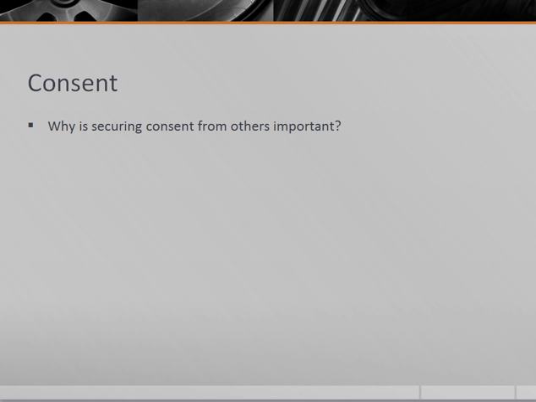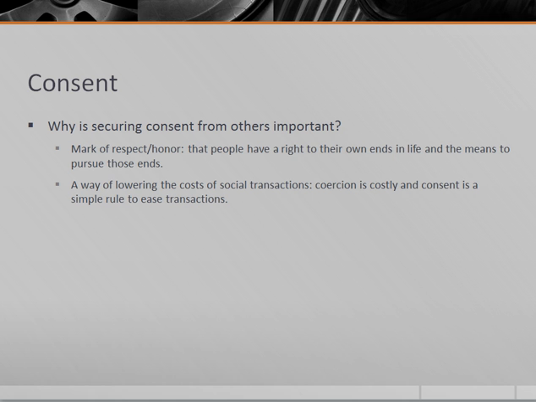Why is securing consent from others important? So we understand that consent creates moral duties, but why don't we just go ahead and make people do what's necessary? Make people do what's right, or make people do what would benefit long-term aggregate happiness, for example. Well, on the one hand, securing people's consent is a mark of respect, a mark of honor. It's a way of showing that people have a right to pursue their own ends in life, that they have their own goals, their own life to live that's separate from yours, and that their values and priorities might not be the same as yours.